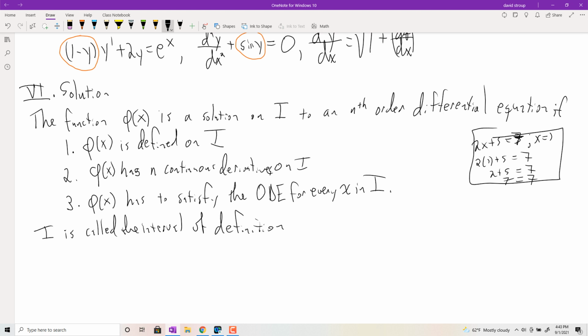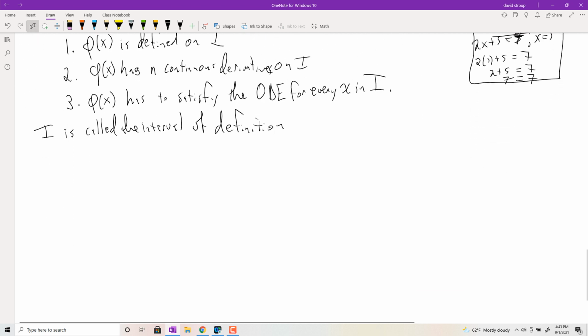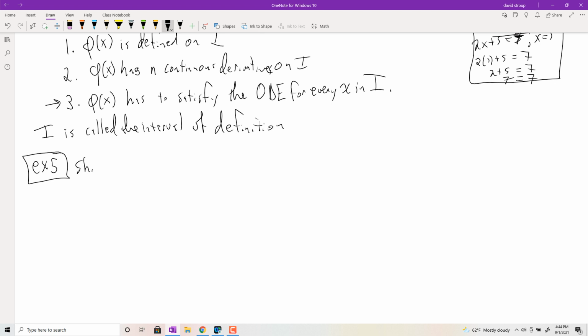They have other terms for it, but that's what I'm going to call it. Okay, so anyways, let's work with this last point, just showing that a solution satisfies the ordinary differential equation. I'll look at example 5, and we have: show the function satisfies the ODE. Okay, so let's look at part A first.